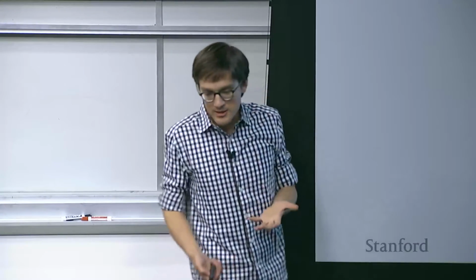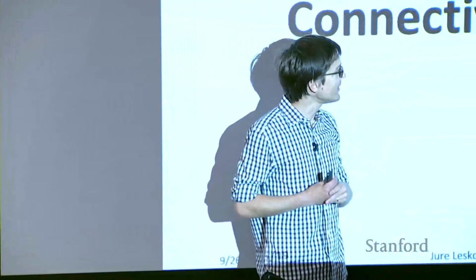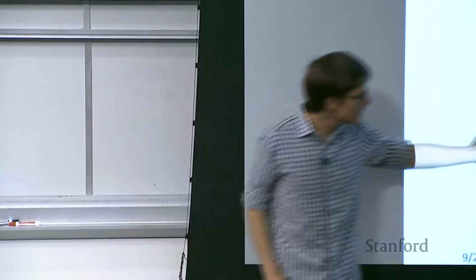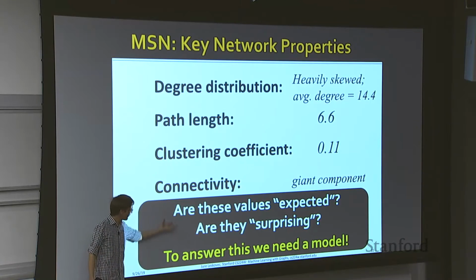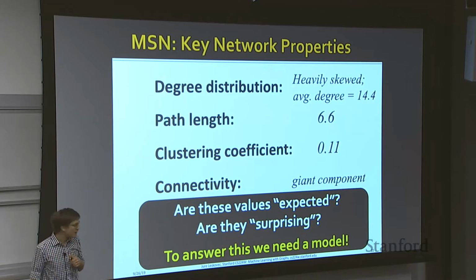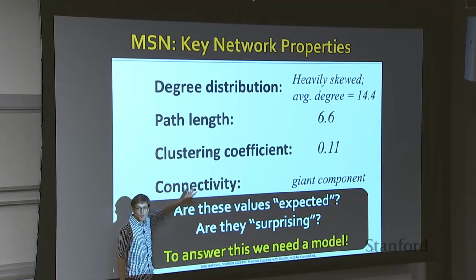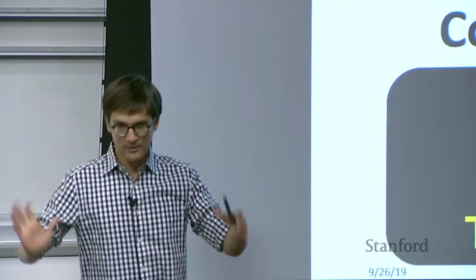And the question is, should we be surprised? Should we say, wow, this is so fascinating? Should we say, totally boring, let's go home? What should we say? So the question is, are these values expected? Are they surprising? And the only way for us to answer this question is that we need a model. And this was a communication network of the entire world for 1 month.